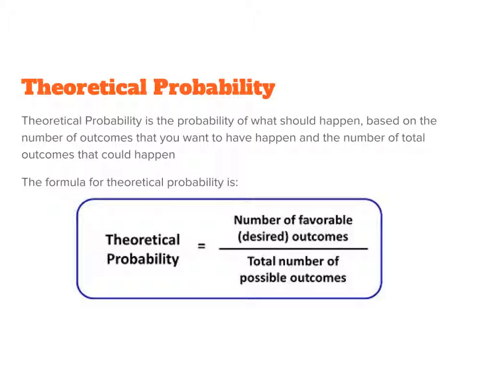So the formula for finding theoretical probability is you take the number of outcomes that you want to have happen and you put it on the top of the fraction, and you put the total number of possible outcomes that could happen on the bottom of our fraction. Okay, so it's number of outcomes that we want to have happen over number of outcomes that could happen.